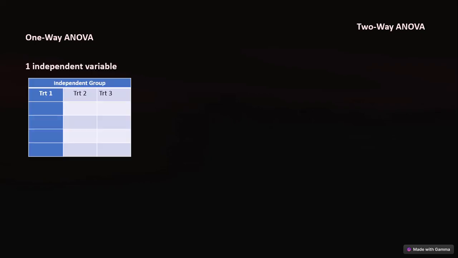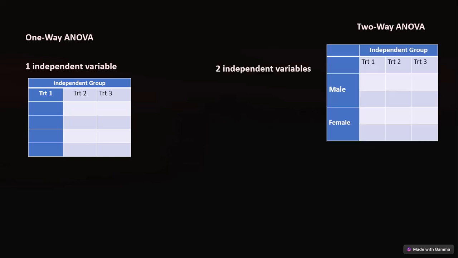Now, ANOVA can be used as a one-way ANOVA or a two-way ANOVA. When you have a single independent variable and you want to test for significant difference among the groups, then you can use a one-way ANOVA. A two-way ANOVA is when you have 2 independent variables and you want to test the 2 independent variables at the same time. One of the independent variables is the main variable. The other is just like a second factor.